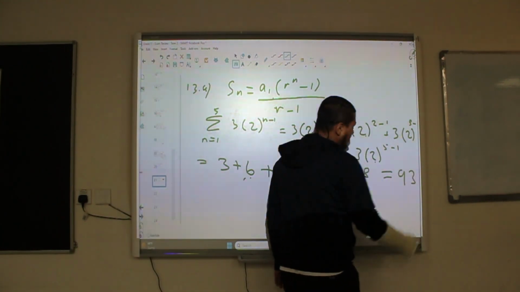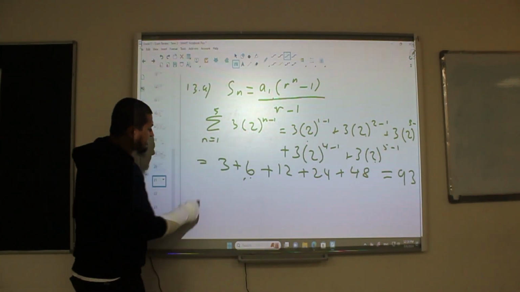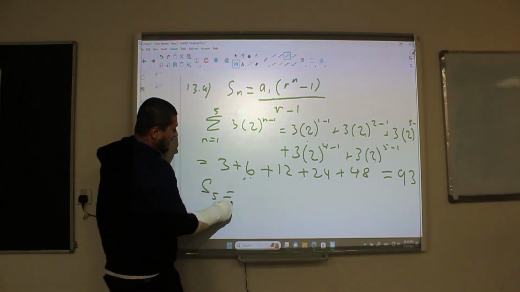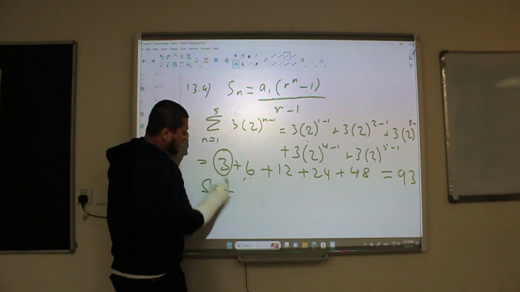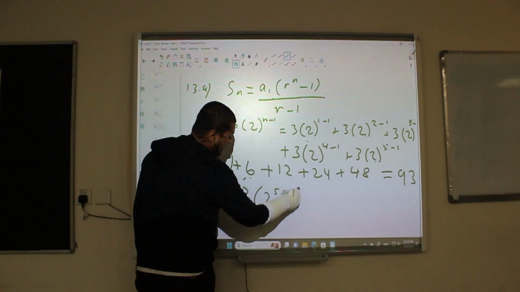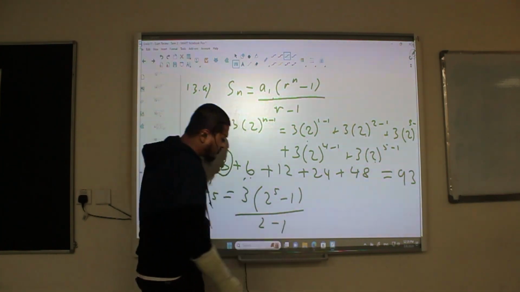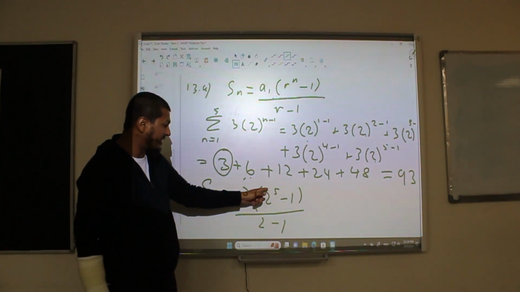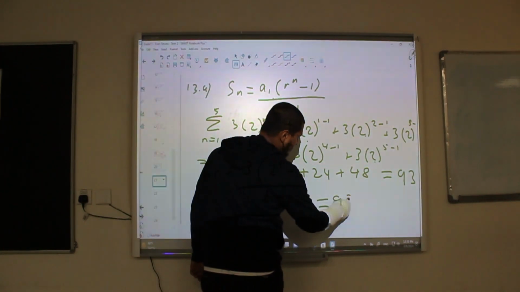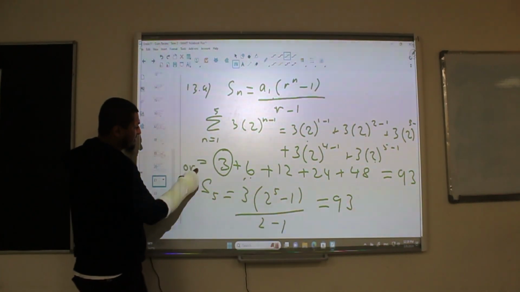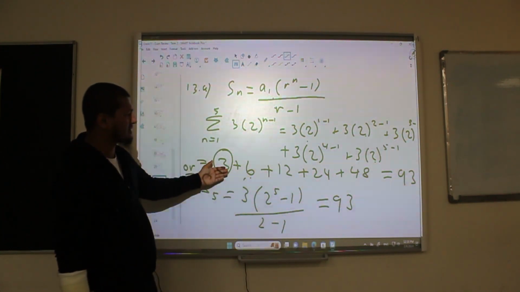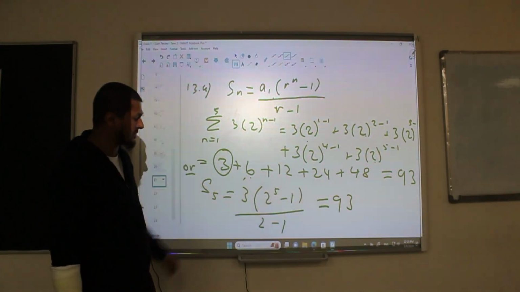Because we have few terms, we can just add up the sum manually. Otherwise, we can find S5 from the formula above, because there are 5 terms. a1 is just 3, the first term is 3, r is 2, so 3 times (2 to the power 5 minus 1) divided by (2 minus 1). 2 minus 1 I can just leave out. 2 to the power 5 is 32, minus 1 is 31, times 3 is 93. So I get the same answer in both cases. Whichever one is preferable to you, use that. In this case, I'll just use the first method and add it up manually because I have very few terms.